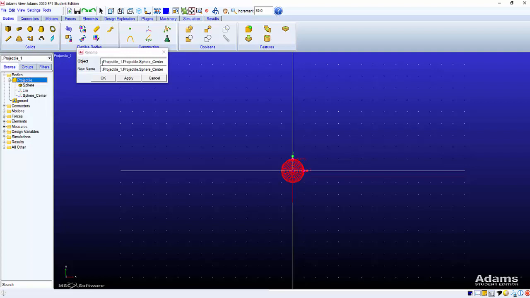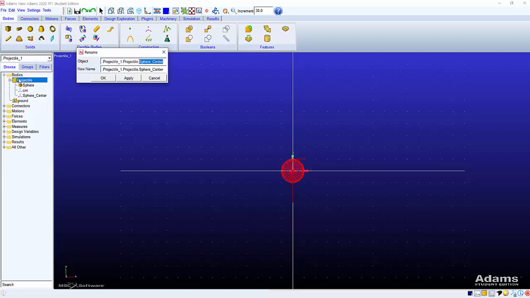Now, if you look at this object name, what you see here is actually the model name at the beginning, and then a dot. This dot means whatever comes after belongs to this model. So what we have right now is the projectile body. This projectile body is part of our Projectile 1 model, like this. And then you see another dot. This dot means we are going to talk about something that belongs to projectile. This thing is called sphere center.